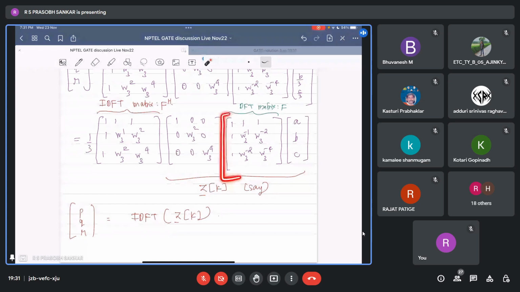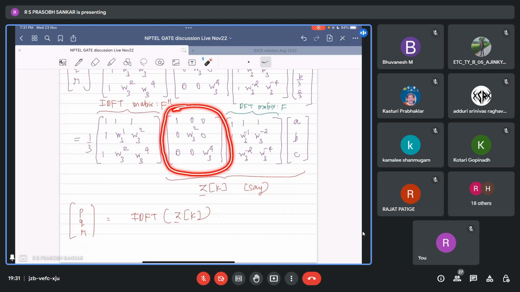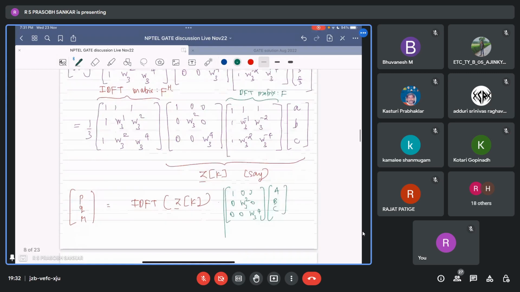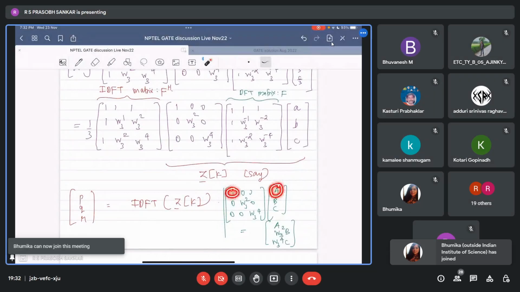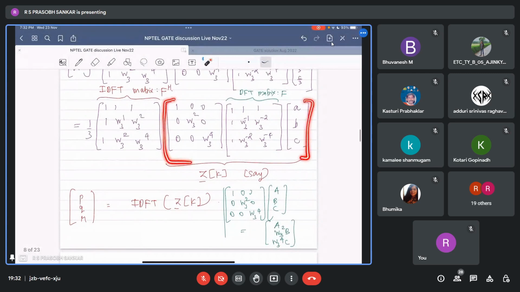If we see here, this much is nothing but ABC, capital ABC. This much is ABC given in the question. Now, this is a diagonal matrix. Now, if we do this thing, let us say 1 0 0, 0 W3 square 0, 0 0 W3 power 4, times ABC, what are we getting? It will be A, W3 square B, W3 power 4 C. This is also fine, no? I am multiplying a diagonal matrix with a vector. That means I am multiplying the first entry with this guy, and the third entry with this guy. That's it.